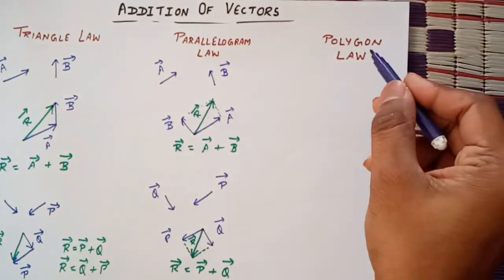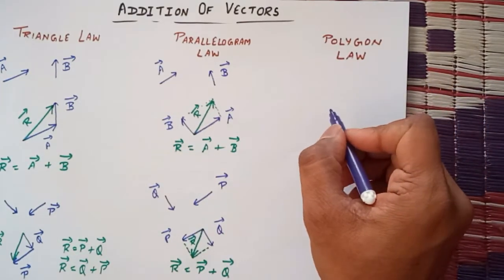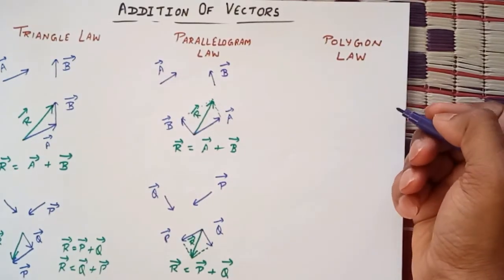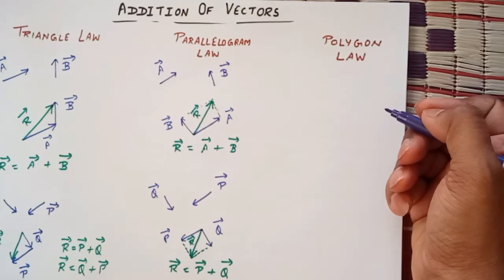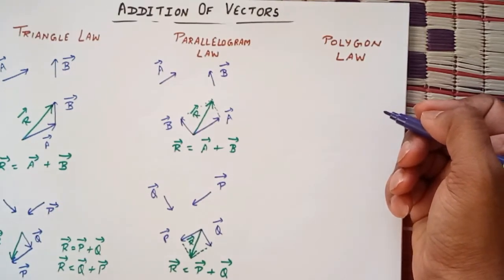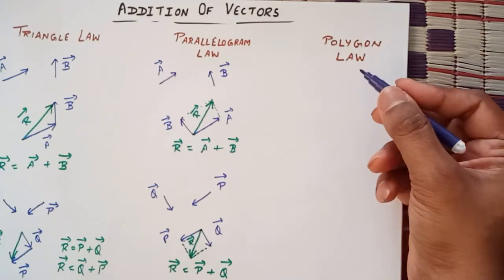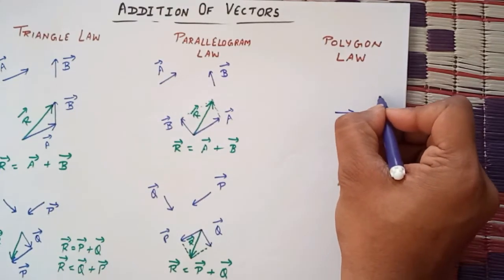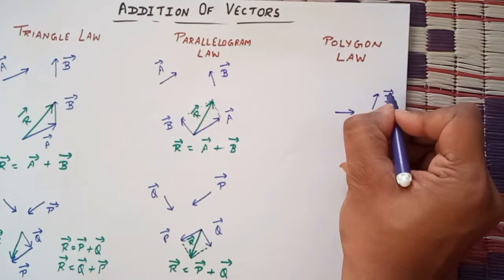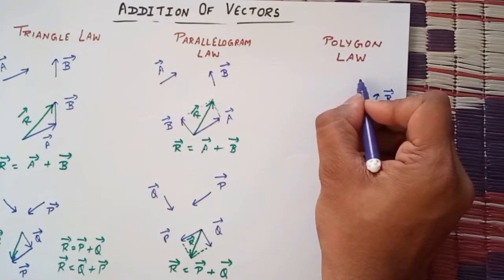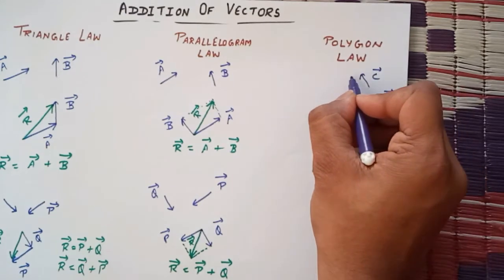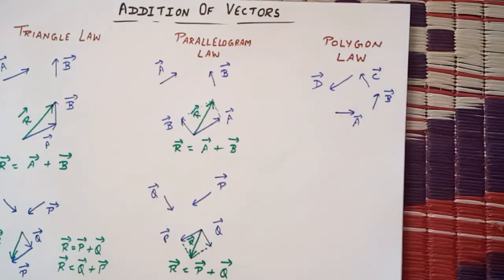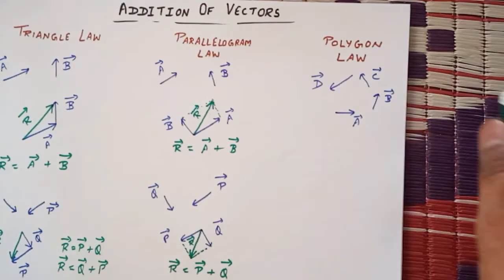Now for the polygon law, what is polygon law? It says that if there are many vectors and they can be represented by the sides of an open polygon taken in the same order, then their resultant will be the closing side of the polygon taken in the opposite order. Means if I have one vector a vector here, then another b vector here, then c vector, d vector, and I have to add all of them, then I am using polygon law for it.